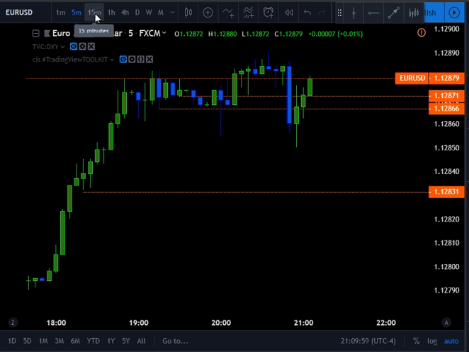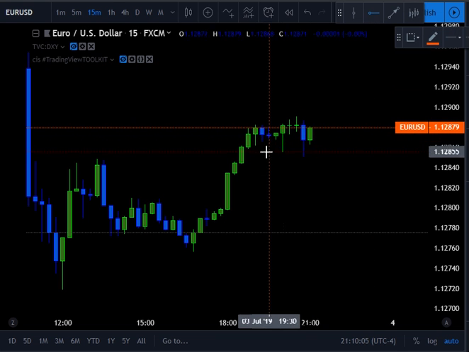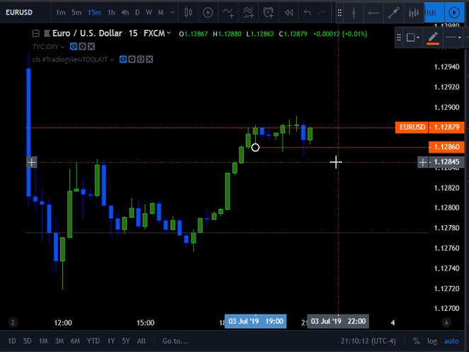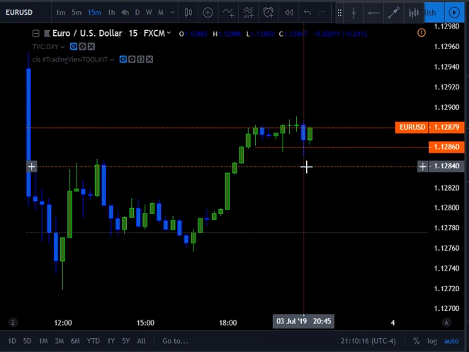So look at this 15 minute. We had an arrowhead at the top. Had it break down. It already broke down below the low of this 112.86, but I'm going to go ahead and mark that level. Another little inside bar here on the 15 minute.